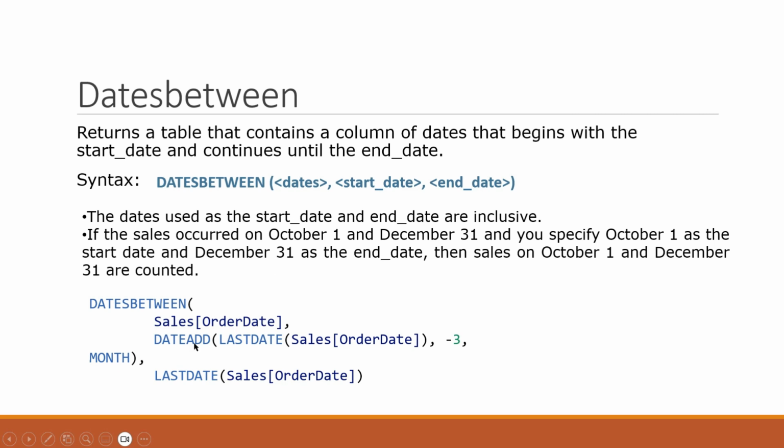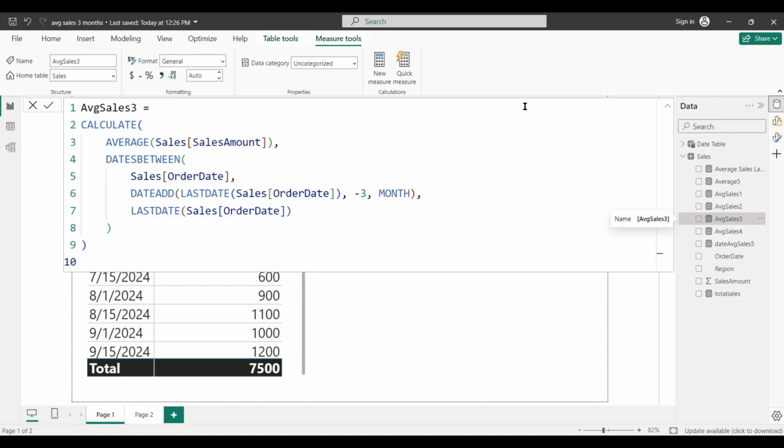The first parameter is date, so here we have put a date column. Then start date: for the start date we have used the Dateadd function, which is shifting our date by -3 months. The end date is our last date. The Lastdate function is giving us the most recent date, which is the 15th of September. Now let us understand the third approach again. Here we have used all these functions: Calculate, Average, Datesbetween, Dateadd and Lastdate. Lastdate gives you the most recent date in your data, which becomes the end of your range, our 15th September, which will be our end date.